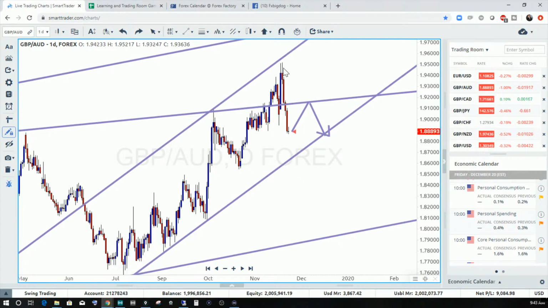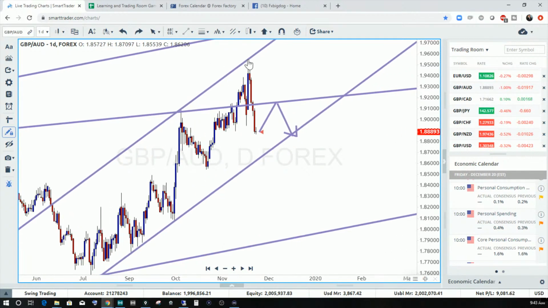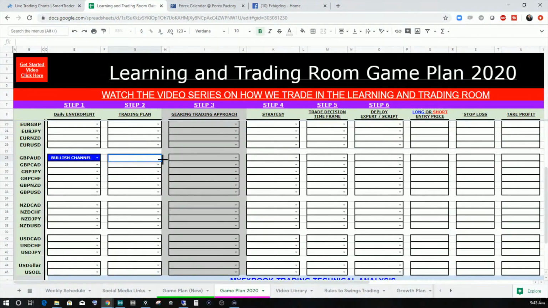So although we're in a bullish setup right here in the sense of the channel, we may want to go ahead and think about actually trading at the top, selling it back down to the bottom of the channel. So my trading plan would be saying, well, instead of buying at support, we could go ahead and sell at resistance towards the bottom of the support. And what I'd probably want to use is more of a gear down trading approach. All right, gear down trading approach.